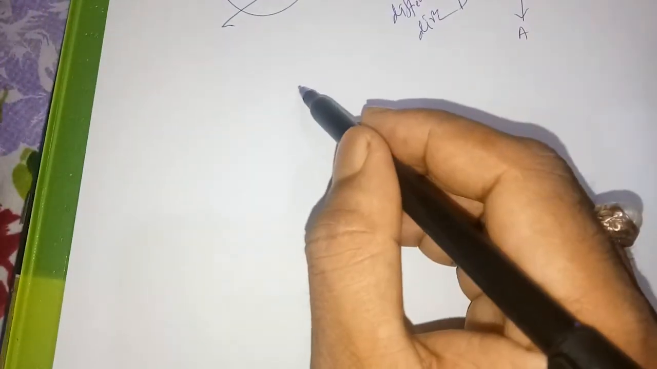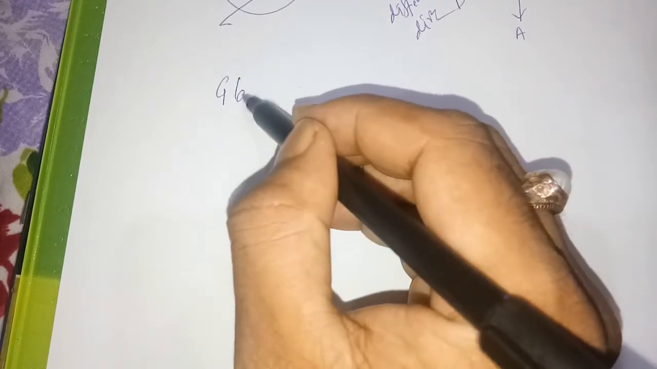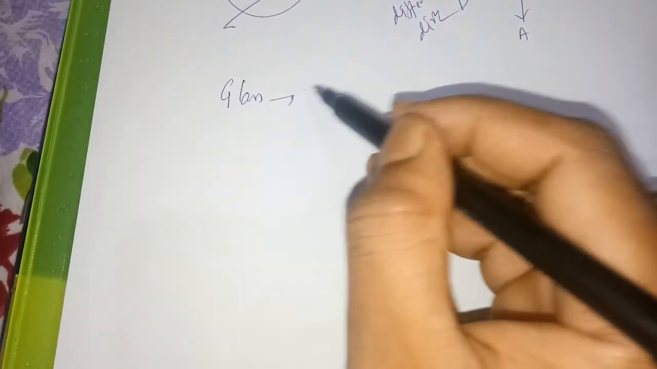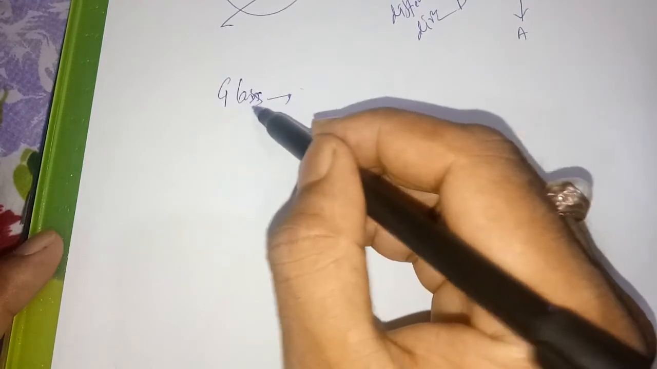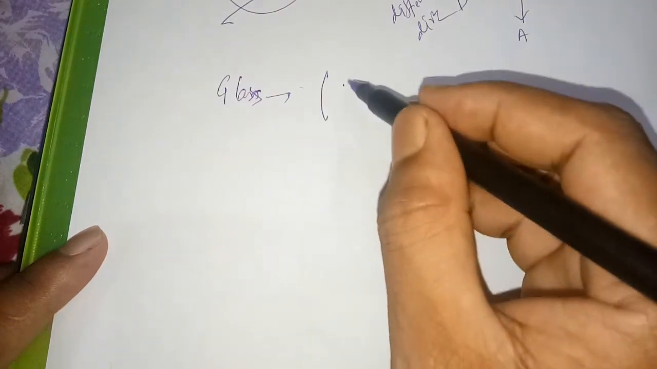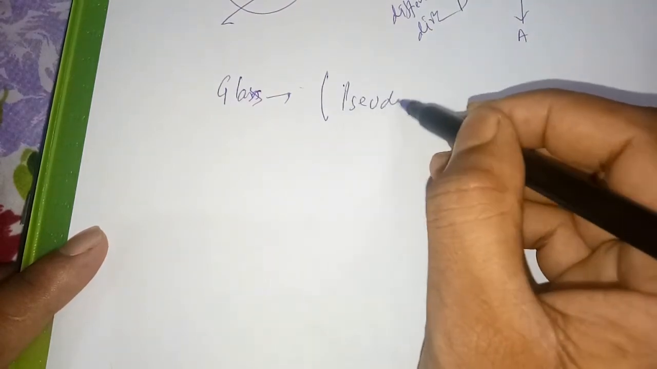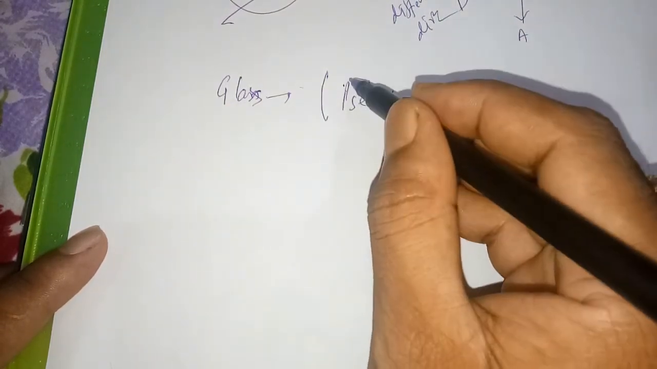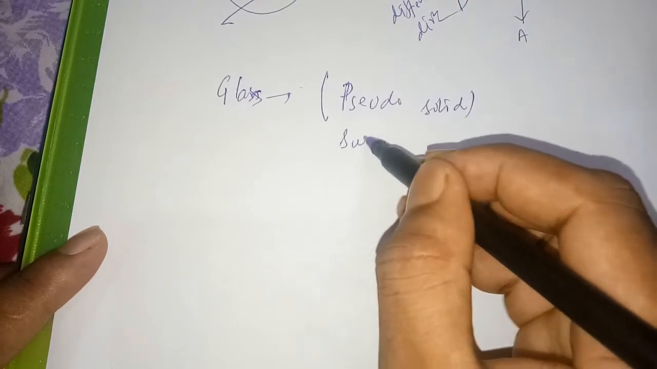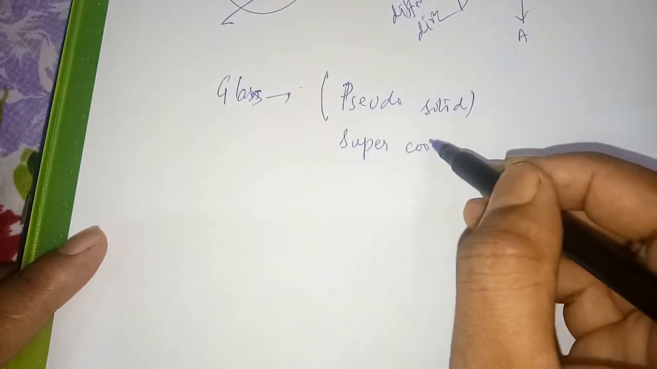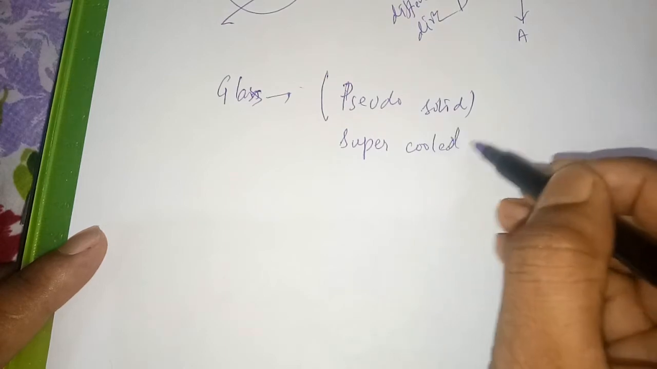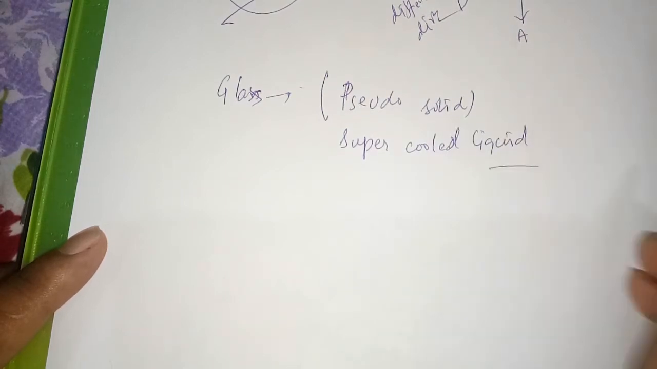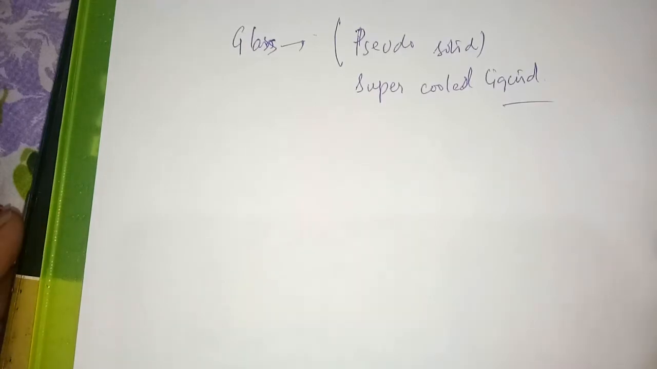Another topic is about glass. We have to read two points about glass. First is glass. What we are looking at, the glass is a solid, but it is a pseudo solid. Glass is pseudo solid, or you can say that glass is a super cooled liquid.